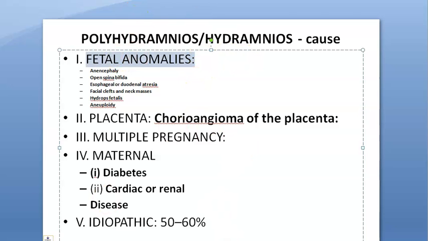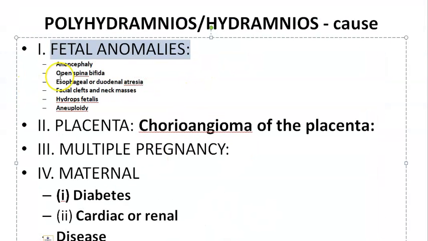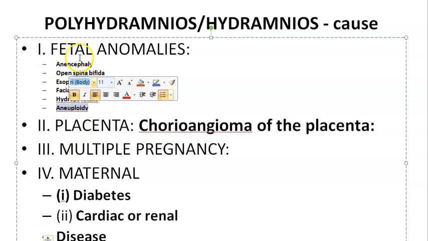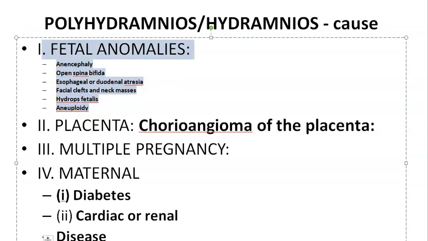There is some problem with the fetus, which is really not sounding good now. Anencephaly, spina bifida, esophageal or duodenal atresia, facial clefts and neck masses, hydrops fetalis, that is, this is Rh isoimmunization, or this is because of jaundice, too much bilirubin. Aneuploidy, okay, some chromosomal abnormality is there in the fetus. So that is why there can be polyhydramnios.